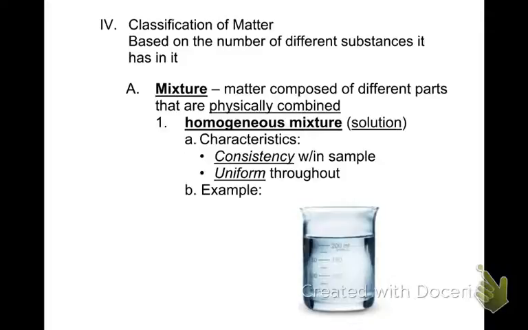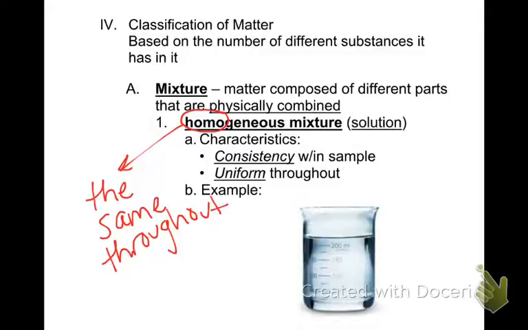The first way is to just simply classify things as mixtures. Well, what is a mixture? A mixture is composed of different parts that are physically combined. What do we mean by that? Well, what we mean is that we had to do something to put them together physically. So, a homogeneous mixture, if you want to think about it this way, let's think about the prefix homo. Prefix homo means the same. So, if we have a homogeneous mixture, that means that it is the same throughout, consistent throughout, uniform throughout. So, a homogeneous mixture is the same throughout.